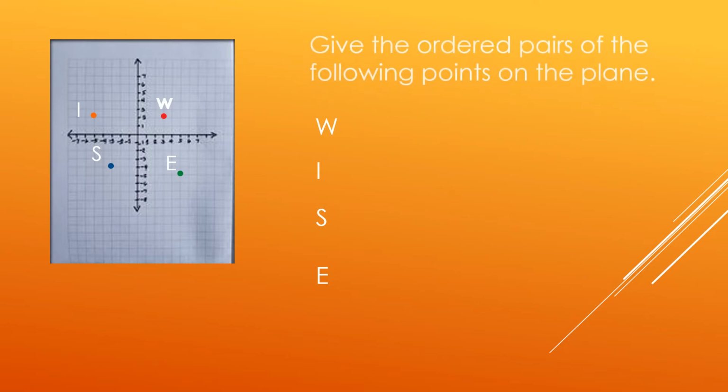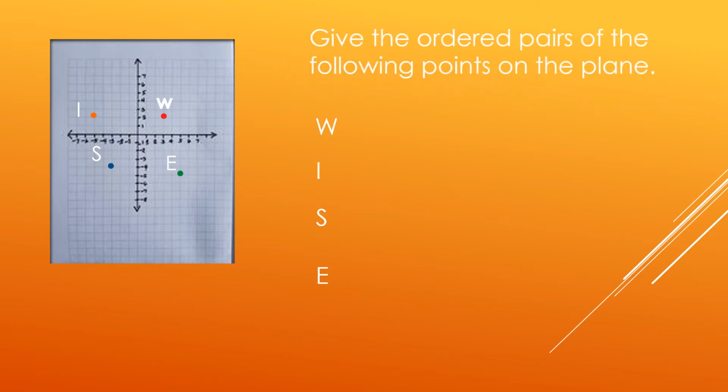Okay, now what I want you to do is give the ordered pairs of the following points on the plane. So I have 4 points here. I want you to give the points. So from the origin, you can count 1, 2, 3. So that's the value of x, 3. And then going up, that is 1, 2. So the x is 3, and then going up, that is 2. So the ordered pair is 3, 2. Can you do the rest?